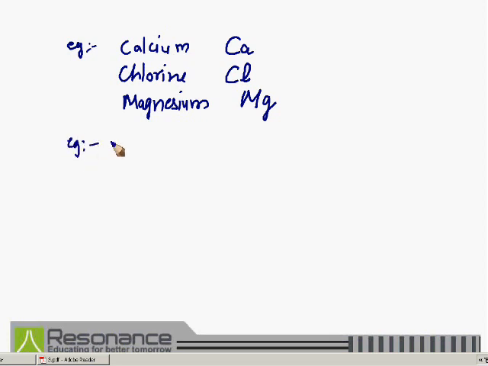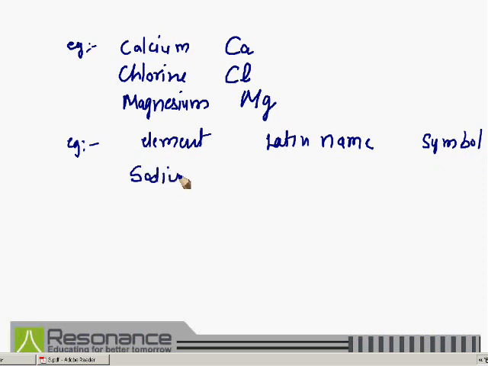Now we can take some other examples in which he used the Latin language name of some elements. Now we can write the table: element, Latin name and symbol. The first one is sodium. The Latin name of sodium is natrium. The first letter is N and another is A. Now we can represent sodium by Na.